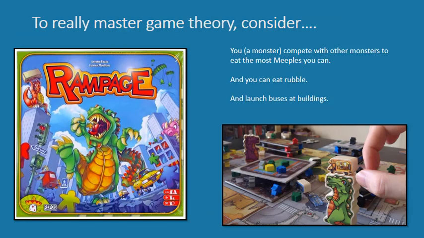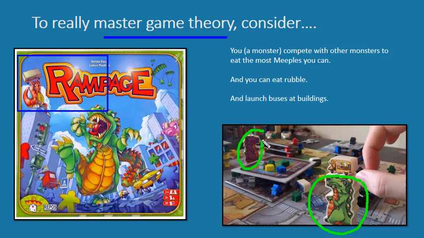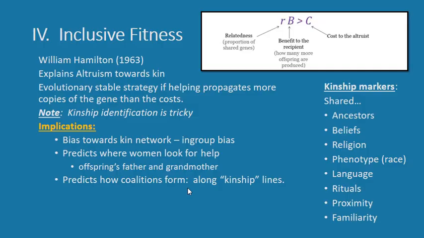Okay, and then I'm making a joke here, but to really master game theory, you need to play Rampage, which is a game my son and I have played, where you are a dinosaur, or actually no, I think you're like a Godzilla-like creature, and you're competing against other Godzilla-like creatures by throwing school buses and other things at buildings so that you can eat the meeples. The meeples are a lot like peoples, but they're a little smaller and more wooden. Anyway, Rampage, fun game.